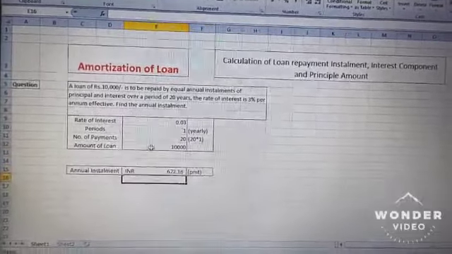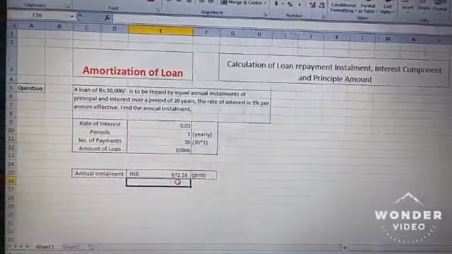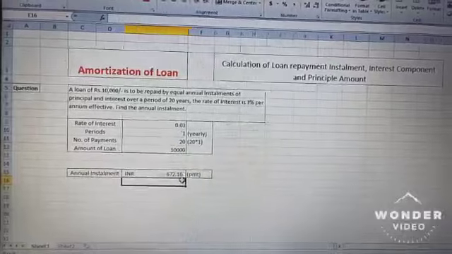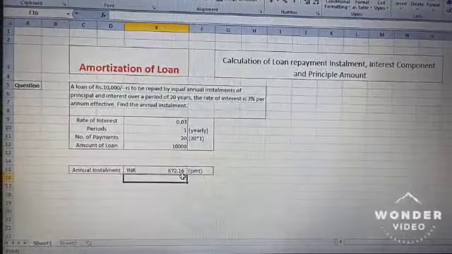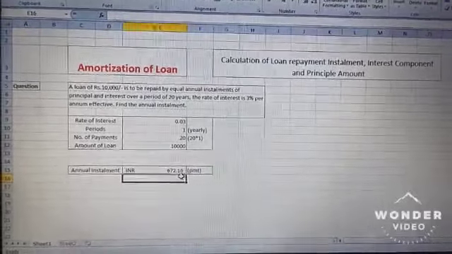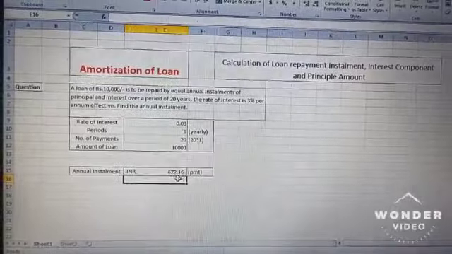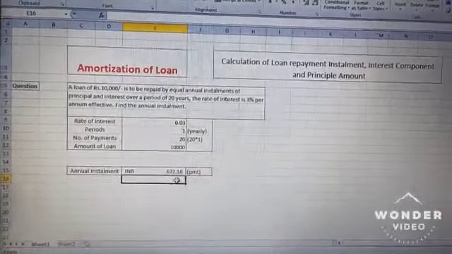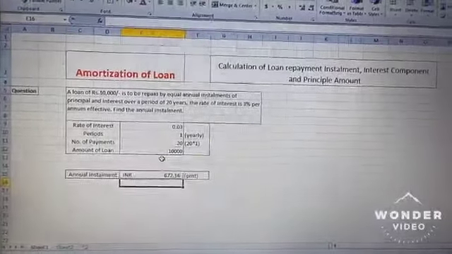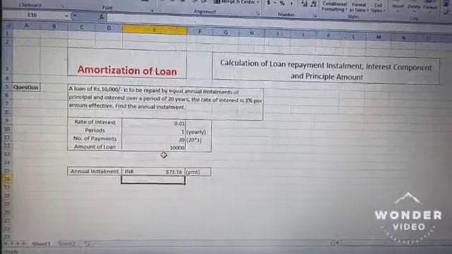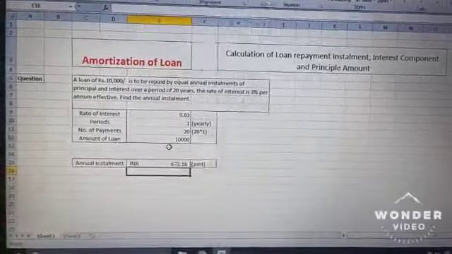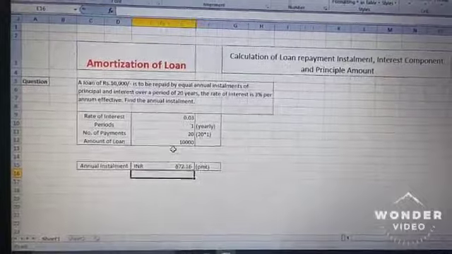So when we press enter, we are getting INR 672.16. So this is our annual installment for 20 years. At the end of every year, if we pay 672 rupees 16 paisa, we will be able to repay our loan of 10,000 at rate of interest 3%.